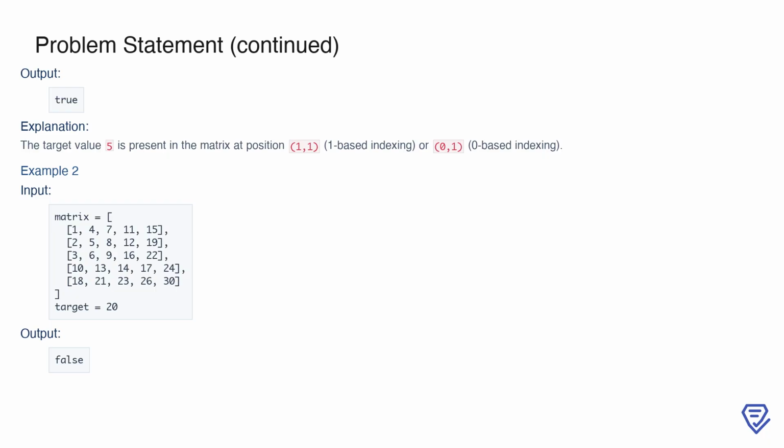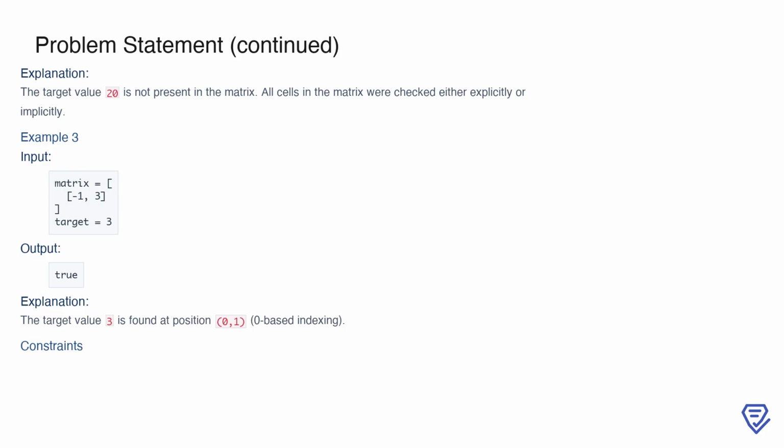Let's consider another example, the same matrix, but this time the target is 20. Here, you are tasked with determining whether this new target value exists. In this case, the output is false, because the target value 20 is not present in the matrix. Whether explicitly or implicitly, all potential cells in the matrix have been checked, and none contain the target.